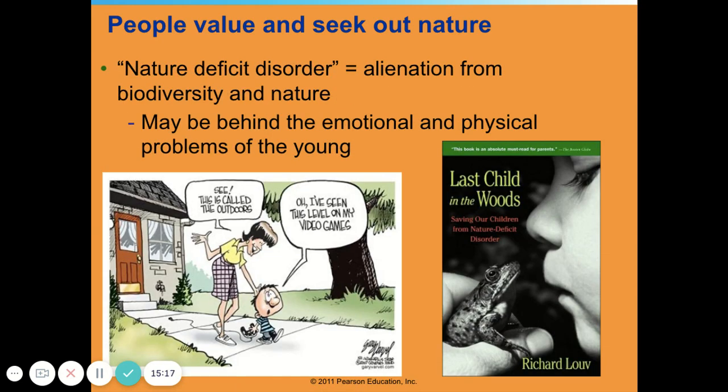The second term, nature deficit disorder, is the idea that many of our personal and societal problems might be rooted in our disconnect with nature. And this book is another great book that I highly recommend. Richard Louv grew up in Kansas City, and I've gotten to hear him speak twice, and he is amazing.